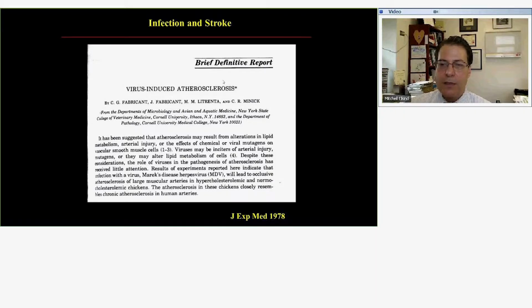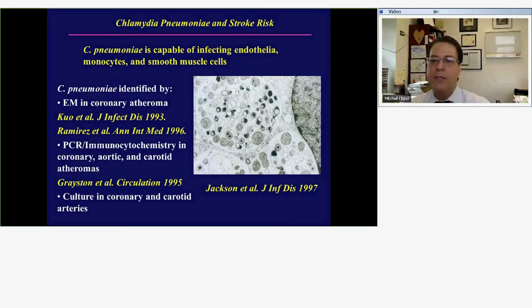But nonetheless, things kind of fell off the radar screen for a little while there until the 1990s, when people started to notice an association between chlamydia pneumoniae and atherosclerosis. And a lot of this work originally was done in Norway. But chlamydia pneumoniae is a very common respiratory pathogen. It's an obligate intracellular organism, but is capable of infecting all of the major cell types of the vessel wall. So it can infect the endothelia, the monocytes, as well as smooth muscle cells in the arterial wall.